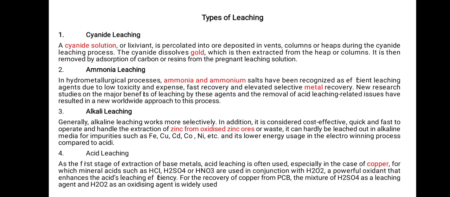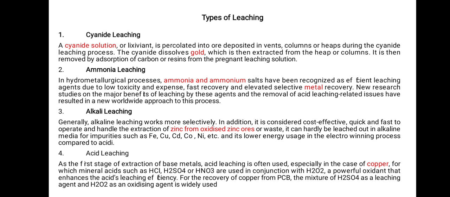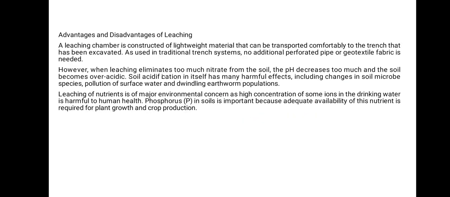Then types of leaching: cyanide leaching, ammonia leaching, alkaline leaching, acid leaching. These are the major leaching types available in our world. Here, a common leaching is utilized for that. Apart from that, water leaching is the only system which is available in our agriculture field. Then advantages and disadvantages of leaching.